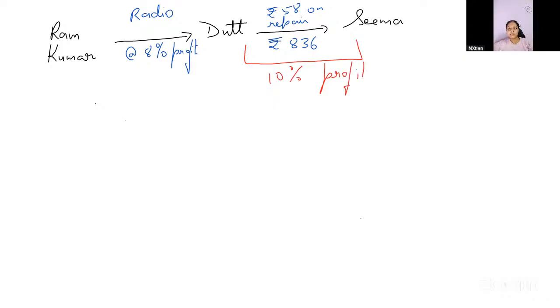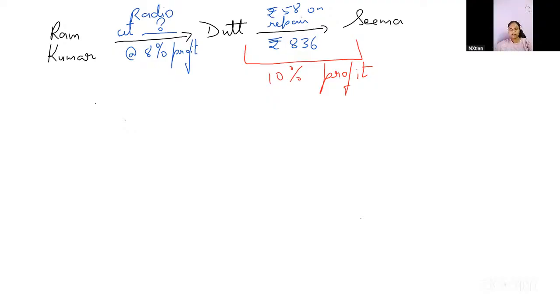10% profit in this transaction. I have to find out at what price this Ramkumar sold the radio to that. Try to understand the question. Ramkumar sold a radio to that.